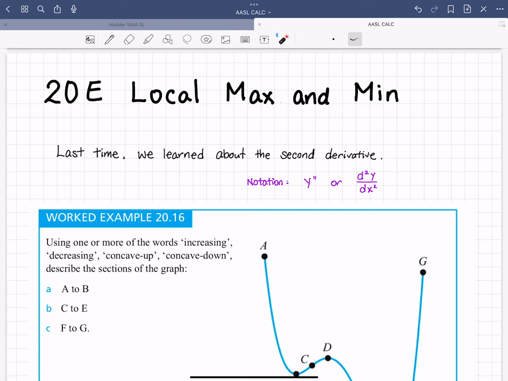Okay, the last lesson was about the second derivative. So let's do a little recap of that, and we're going to talk about local maximum and local minimum today.